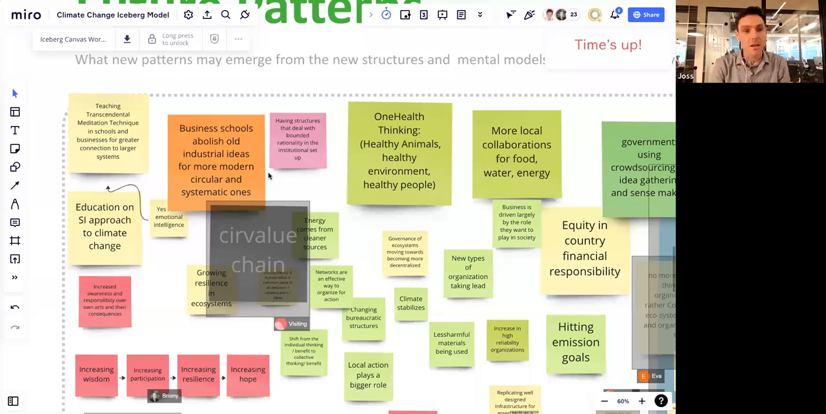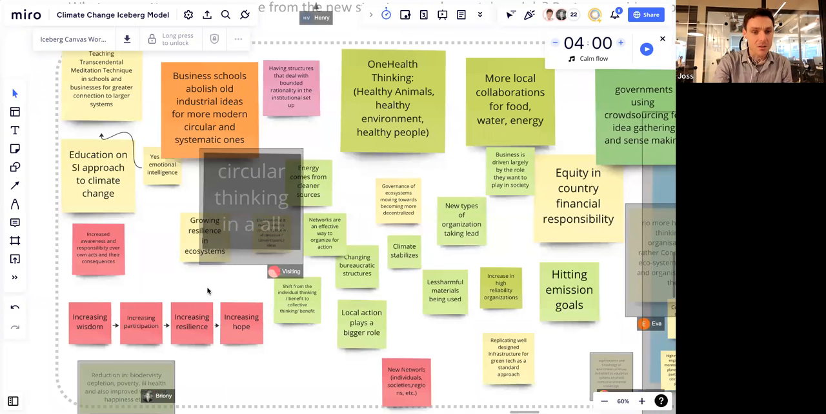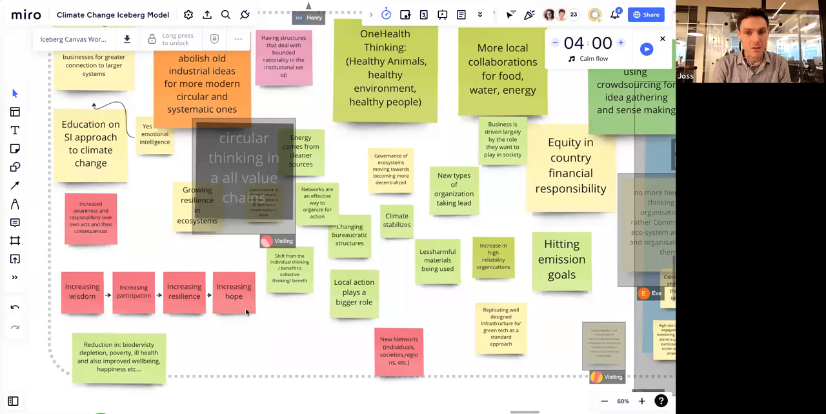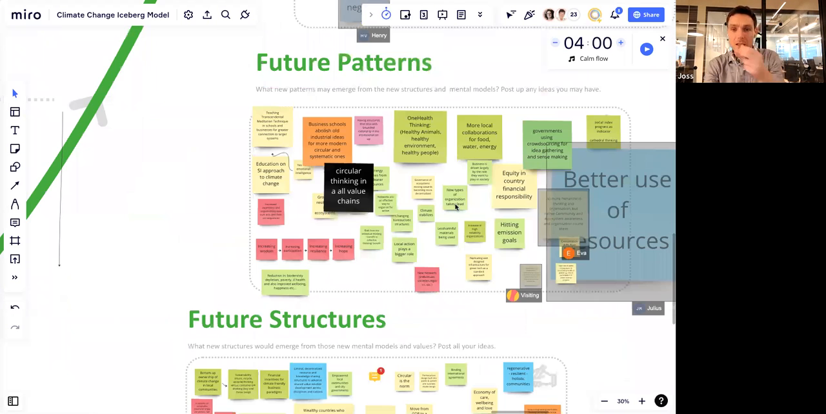Teaching interdisciplinary meditation techniques in schools and business for greater connection to larger systems. Yeah, education on SI approaches to climate change, increased awareness and responsibility over own acts and their consequences, increased wisdom, increased participation, increasing resilience, increasing hope. Yeah, many of these are going in the opposite direction at the moment. Local actions play a bigger role. Climate stabilization. Great. So let's see those, and we'll finally get to this last board here.